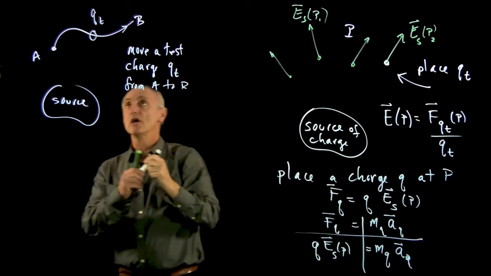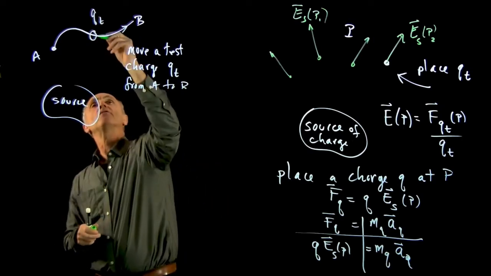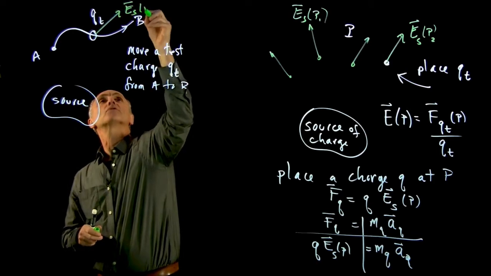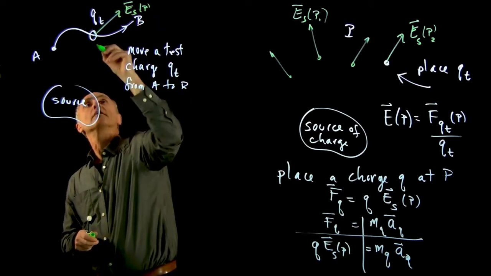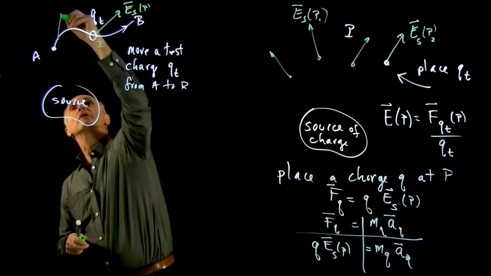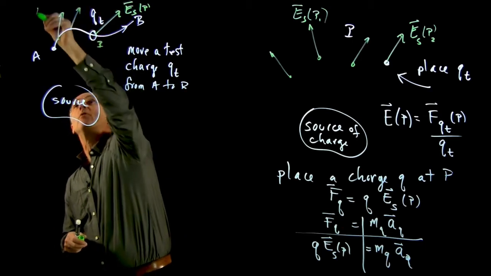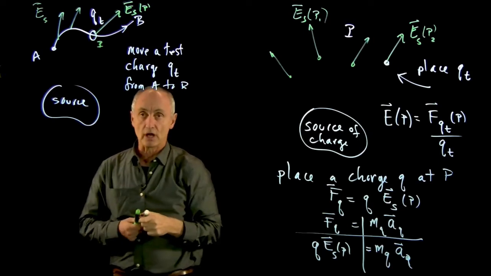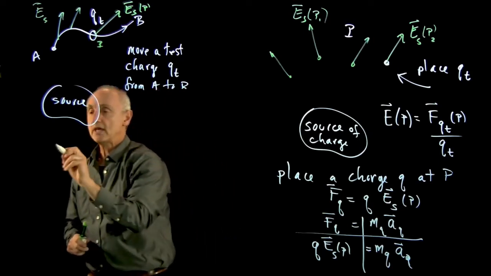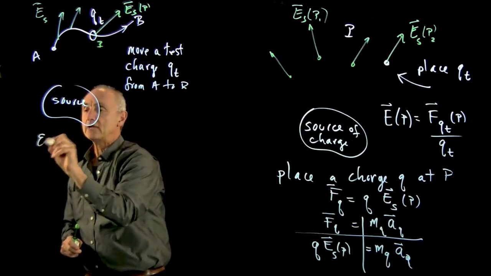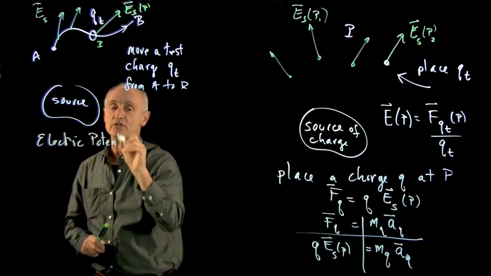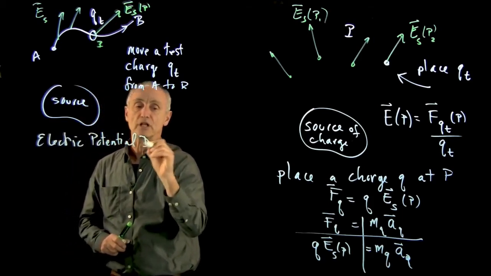Our test charge is in the presence of this electric field of the source, E source P, if this is the point P, but there's an electric field of the source everywhere. And now what we'd like to do is define a new concept. It's called electric potential. Now, we have to be careful here. It's not potential energy, but electric potential difference.